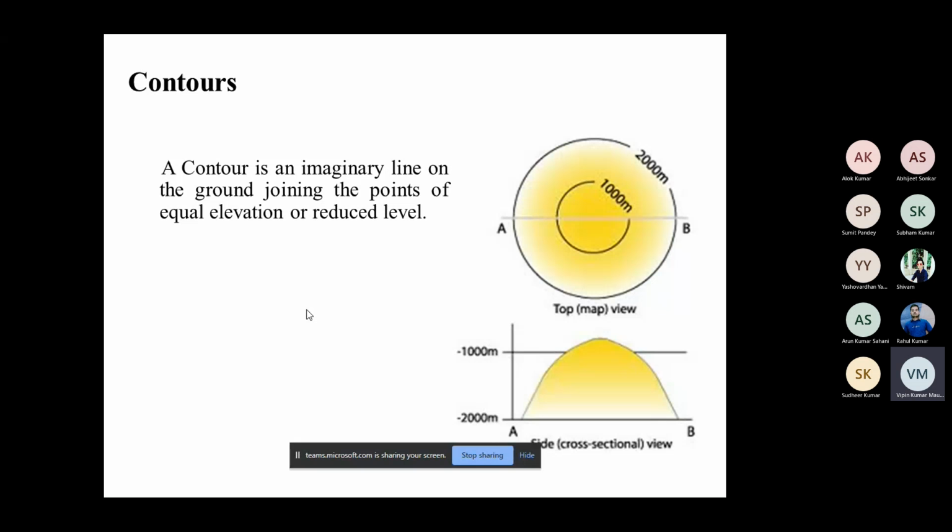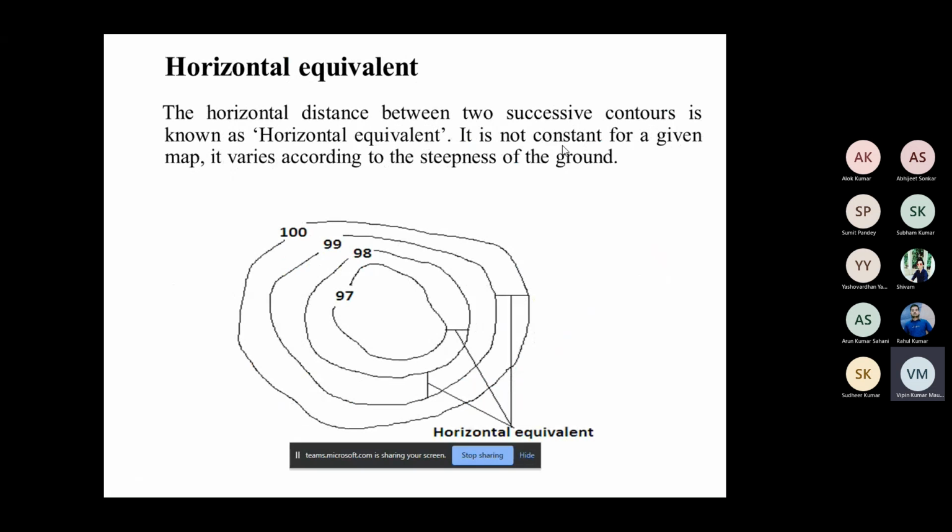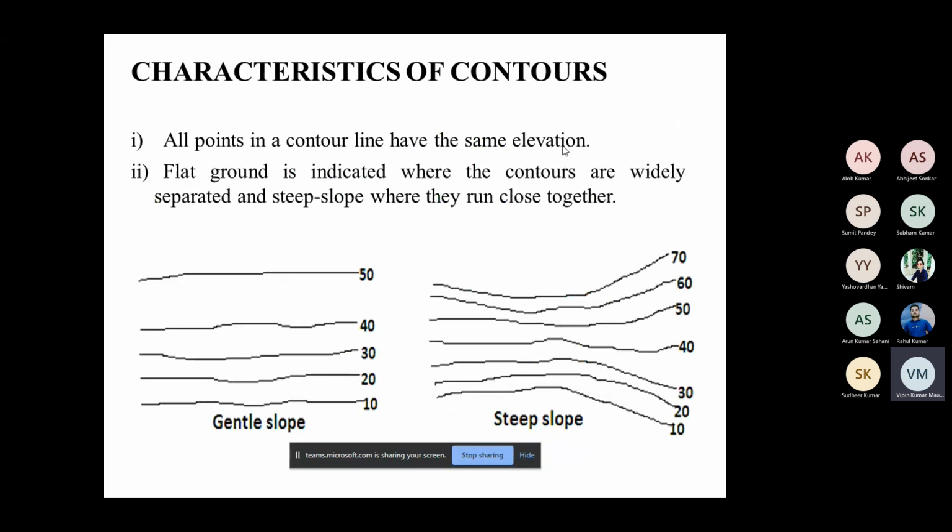Suppose this is the case where we can see the lines drawn at 1000 meter and 2000 meter. If we see from the top view, the 1000 line can be drawn like this small circle, and for 2000 we can see it like this. There are many different aspects we can see here. Second is contour interval. The difference between two contour lines is called the contour interval, and the horizontal equivalent is the horizontal distance between two contours. So that is the basic definition.